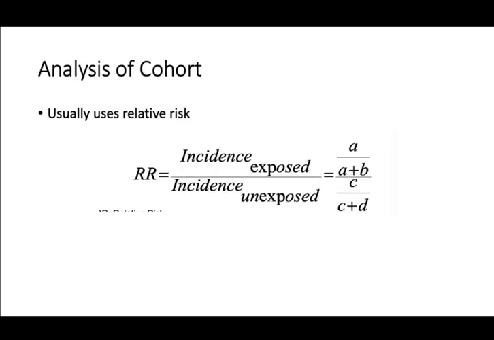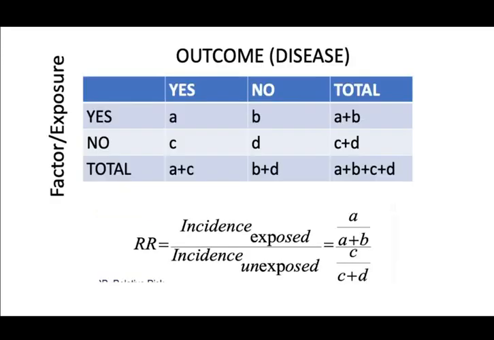So for the analysis of cohort studies, they usually use the relative risk. As shown again in this slide, the relative risk is determined by the incidence exposed over the incidence unexposed. Or if you substitute using the 2x2 table, you'll have A over A plus B divided by C over C plus D.